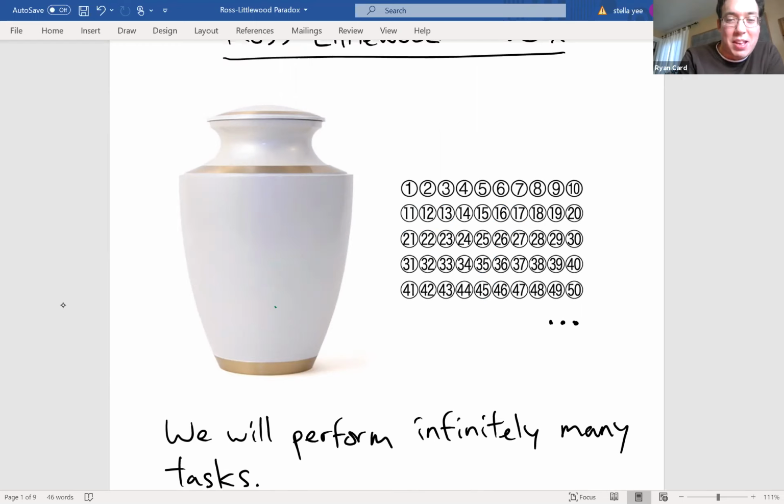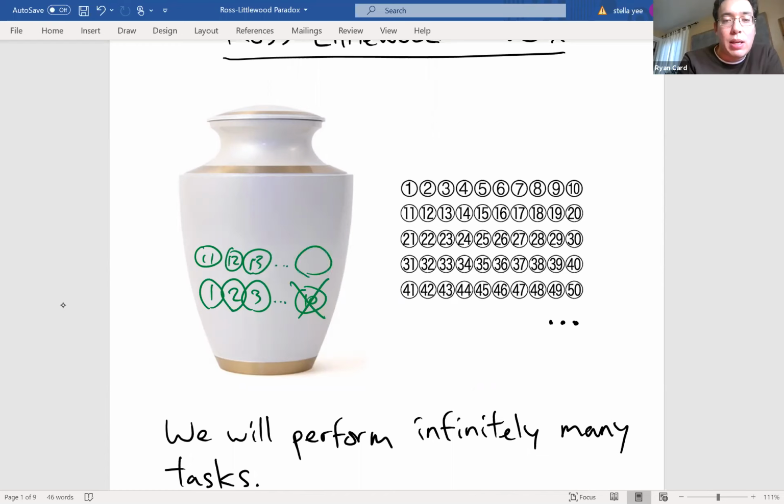All right, so let's put in balls 1 through 10. The largest ball is number 10, so we remove that. On the second step, we put in 11 through 20. The largest is 20 there, and so on.